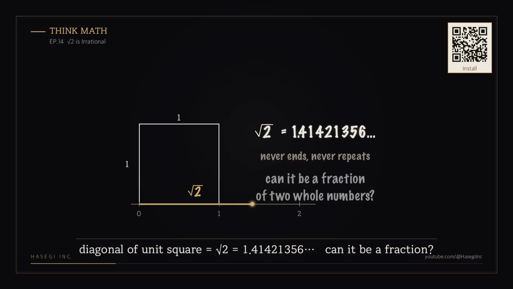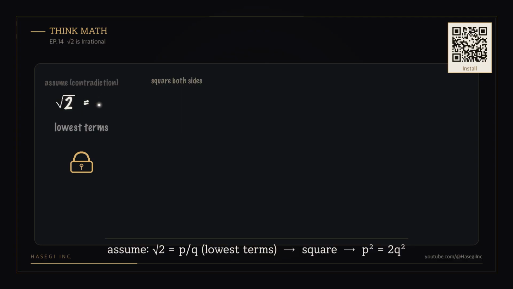So can we write root 2 exactly as a fraction of two whole numbers? Let's assume that we can. This is proof by contradiction. Suppose root 2 equals a fraction, p over q, already reduced to lowest terms. Squaring both sides means p squared equals 2 times q squared.